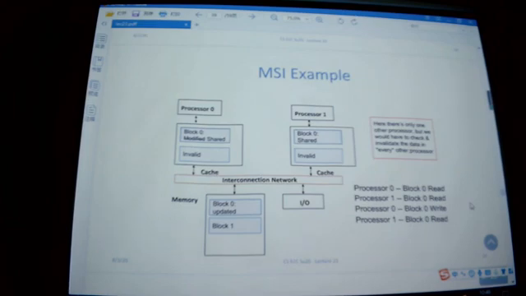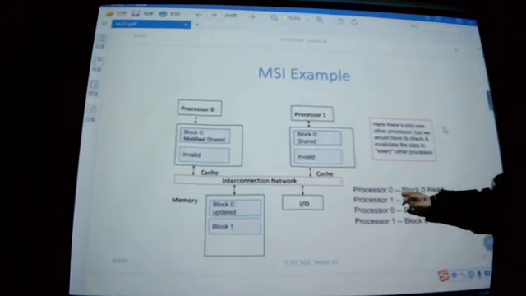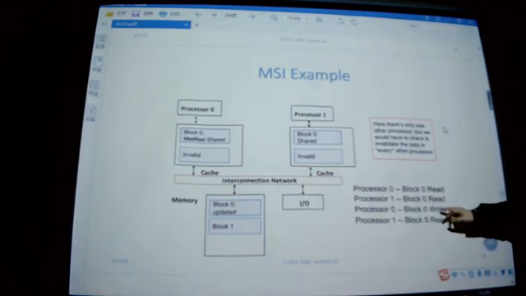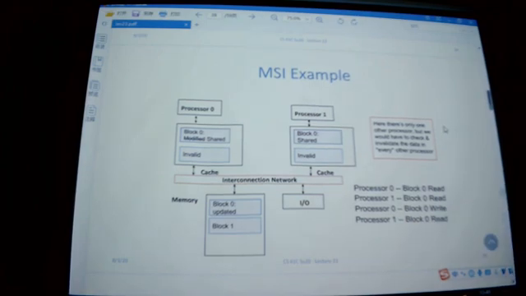Okay, this is an MSI example. There are two processors in the MSI example. We can find there's only one other processor here, but we would have to check and evaluate the data in every other processor. In the main memory we have two blocks, block 0 and block 1. We can see processor 0 reads block 0, processor 1 reads block 0, and processor 0 writes block 0. There are some operations.